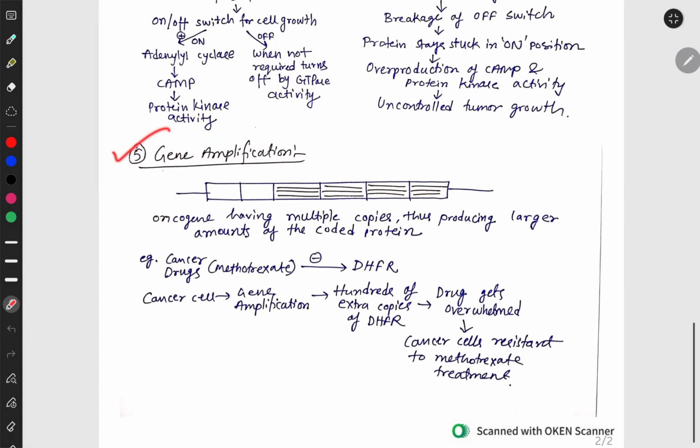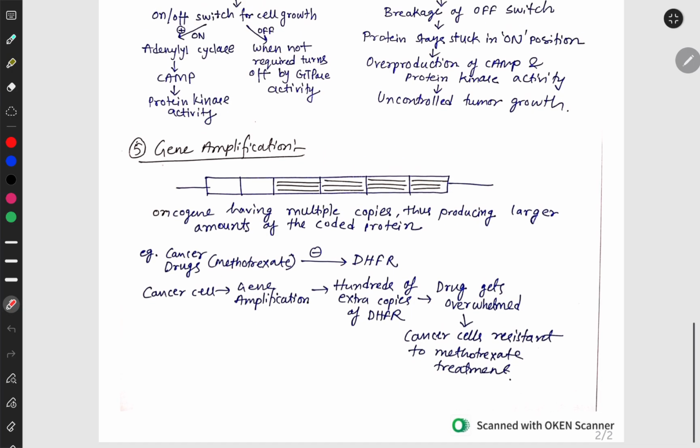Now finally the gene amplification. Suppose this is the coding region of the oncogene, and there are multiple copies of this coding region. So the oncogene has multiple copies, thus producing larger amounts of the coded protein. If there is a larger amount of coded genes, there will be a larger amount of coded protein production.